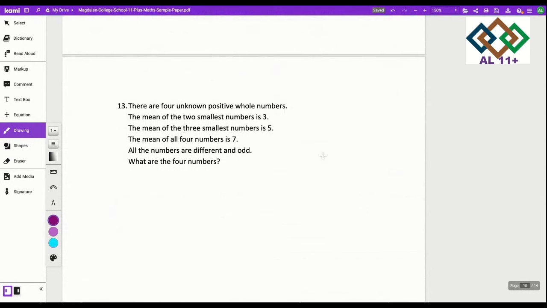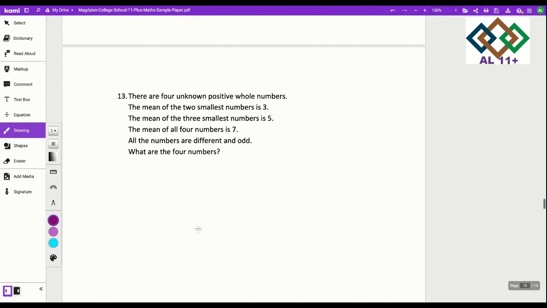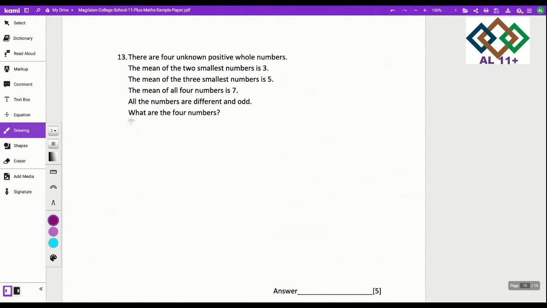So now there are 4 unknown possible whole numbers. The mean of the two numbers is 3. The mean of the 3 smallest numbers is 5. The mean of all 4 numbers is 7. All the numbers are different and odd. What are the 4 numbers?